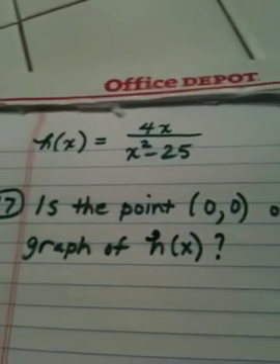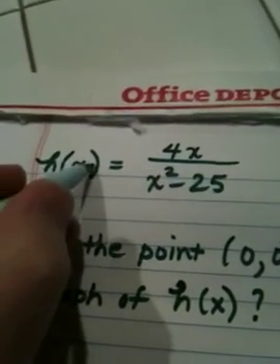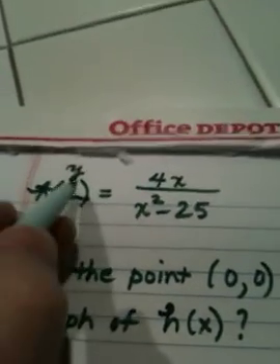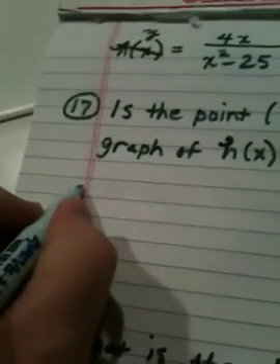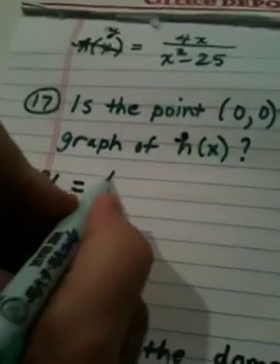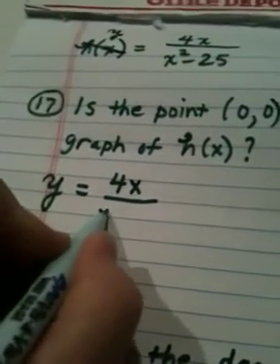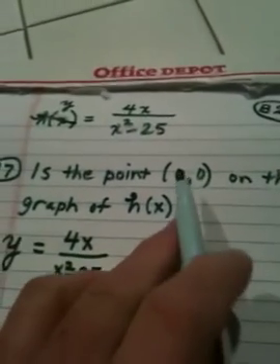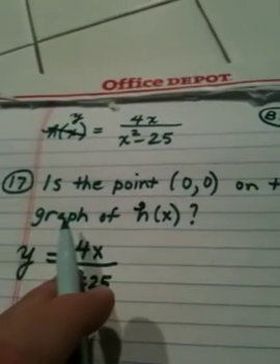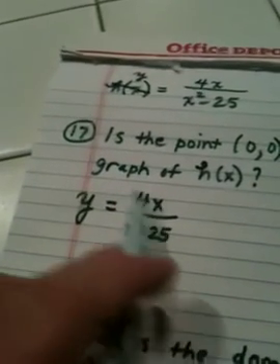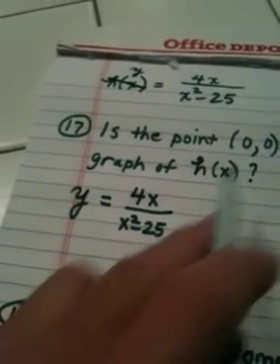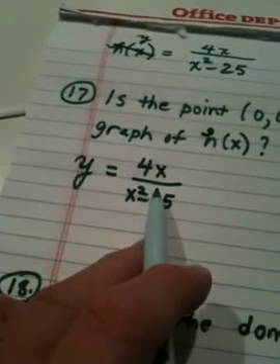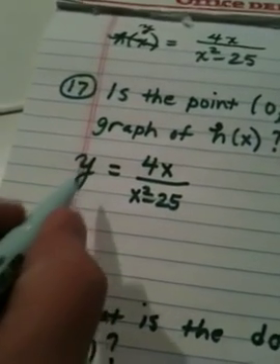Same function. Okay, here's how we figure that out. Remember, another name for h of x is really y. No difference, right? So this is really y equals 4x over x squared minus 25. If I want to find out if the ordered pair (0, 0) is on the graph, then the ordered pair (0, 0) should be a solution of this equation. So when I plug a 0 in for x and a 0 in for y, the left-hand side should equal the right-hand side. So let's try it.